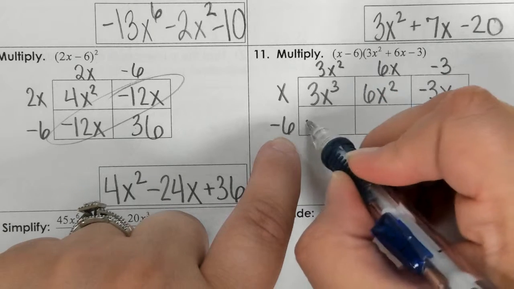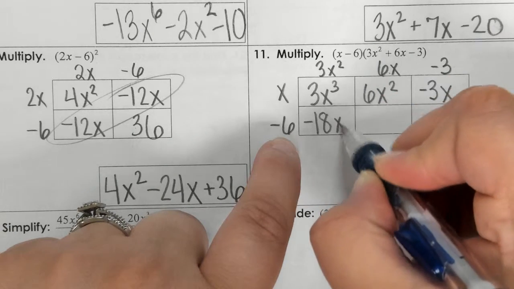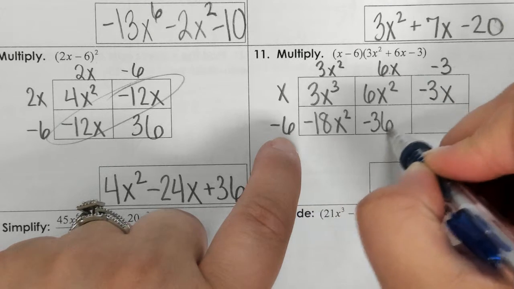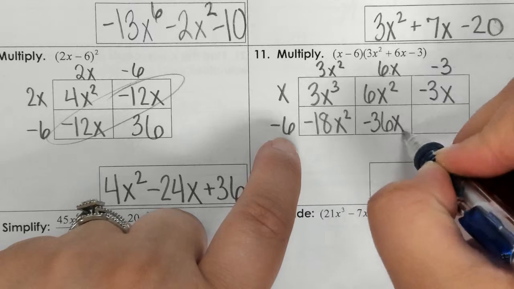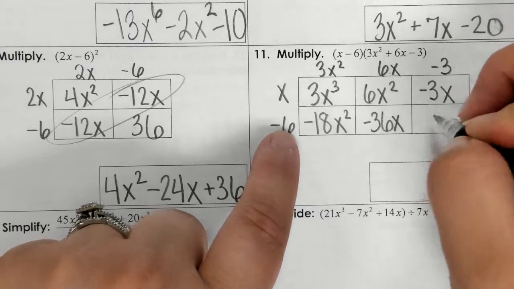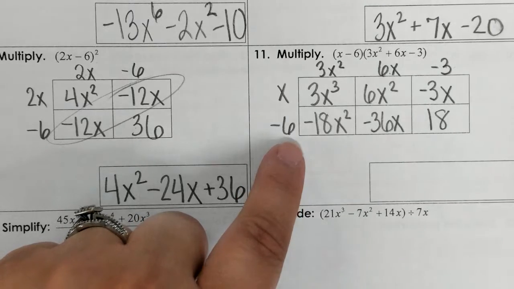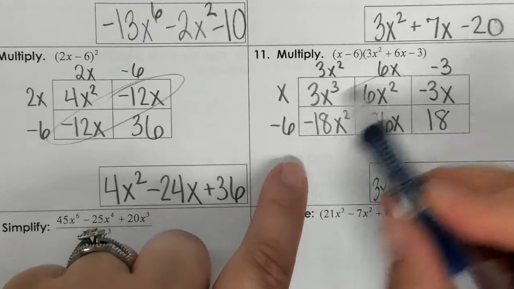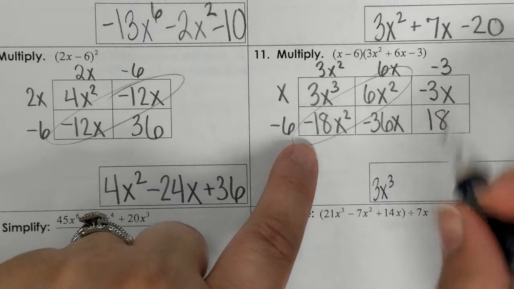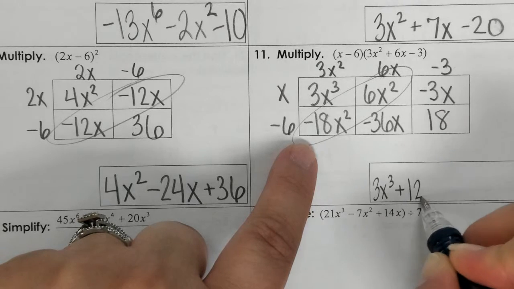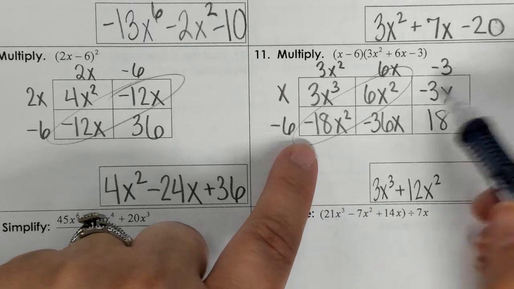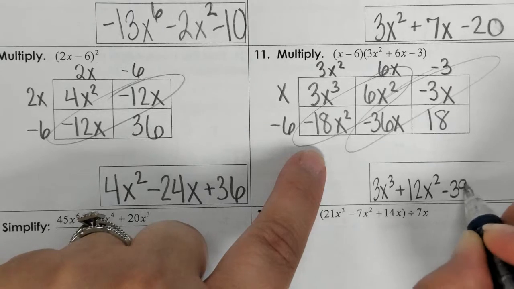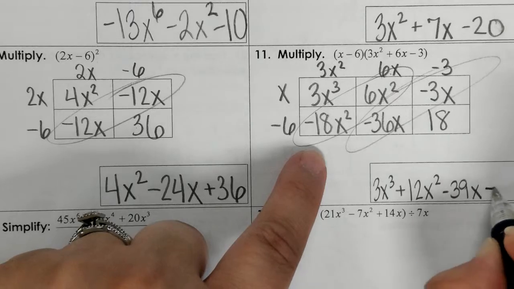Then we do 3 times negative 6 is negative 18x squared. 6 times negative 6 is negative 36x. And then negative 3 times negative 6 is positive 18. So here we have 3x to the third. Combine these. So negative 18 plus 6 is a negative 12x squared. And then negative 36x minus 3 is negative 39x. And then you have your plus 18.